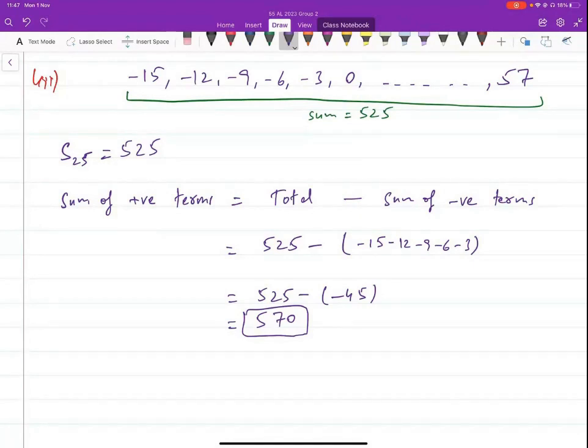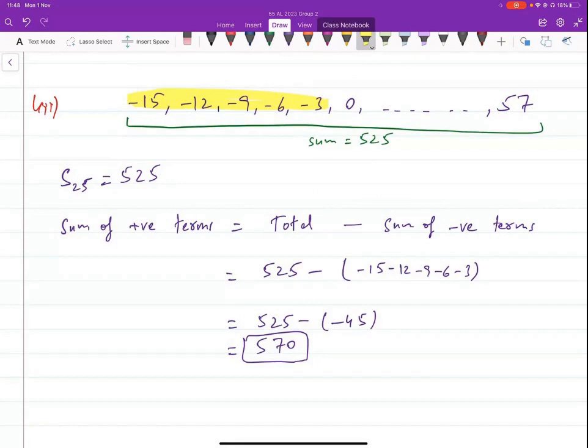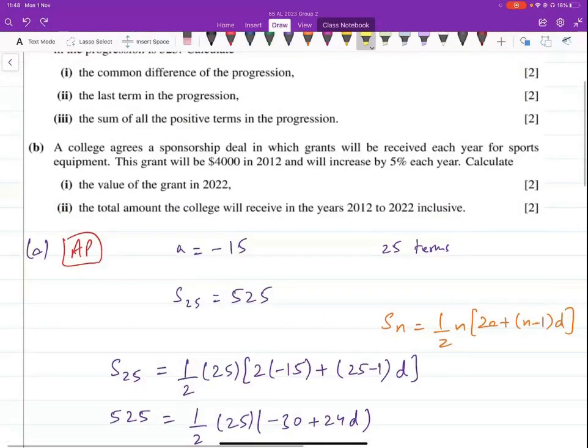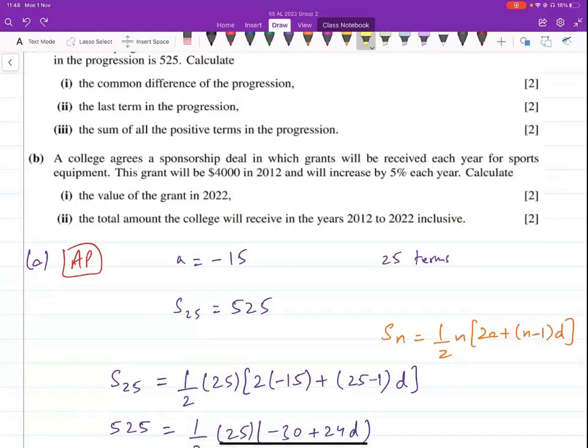Any issues with this? Yes. Because we have excluded the negative terms, they were bringing the sum down. So that's why this is greater than that. Any questions on this? Okay, the second part involves some scenario. I'll just read through it and you can do it.